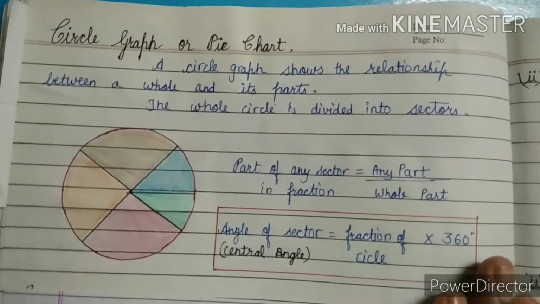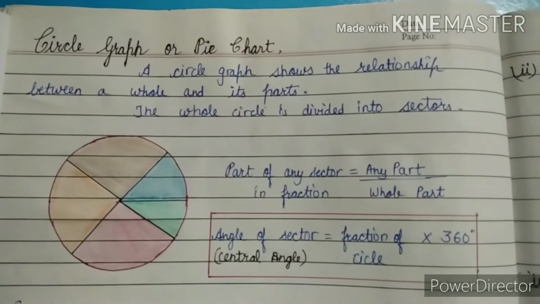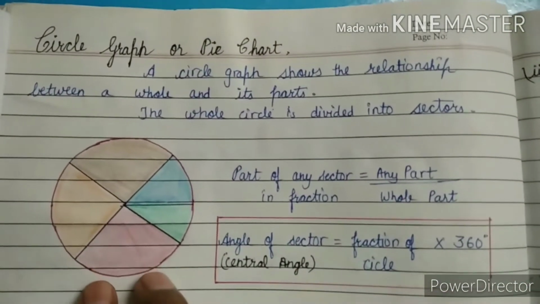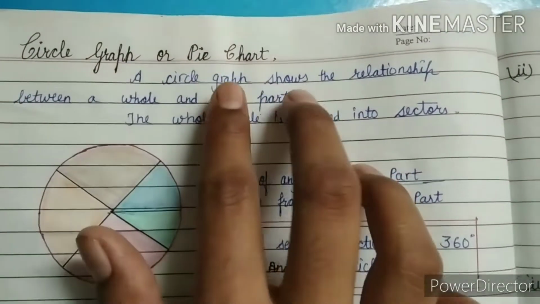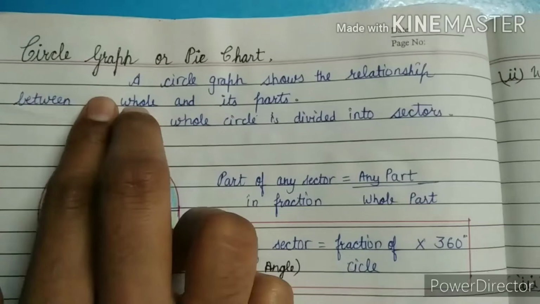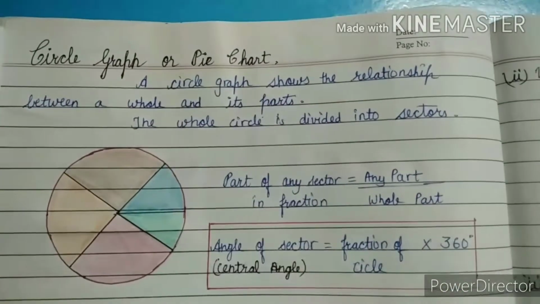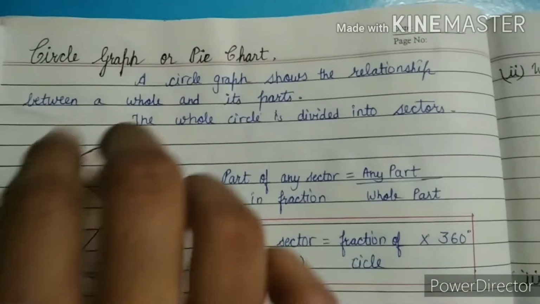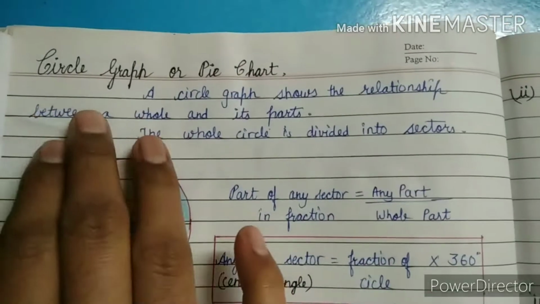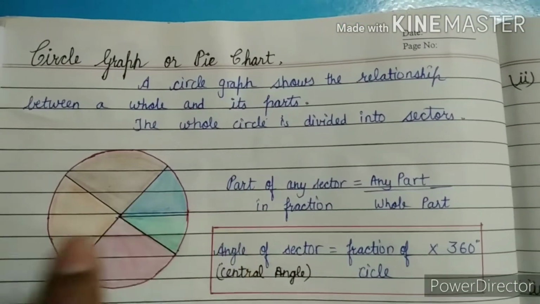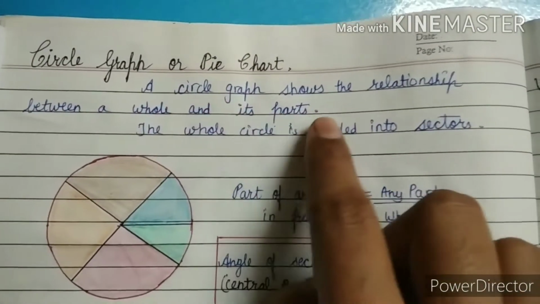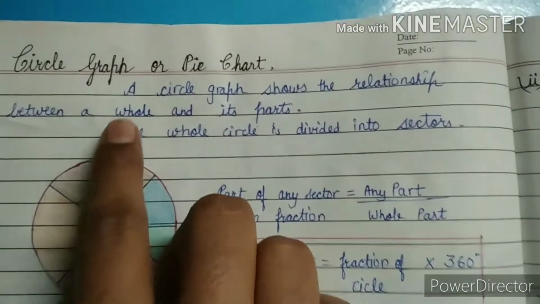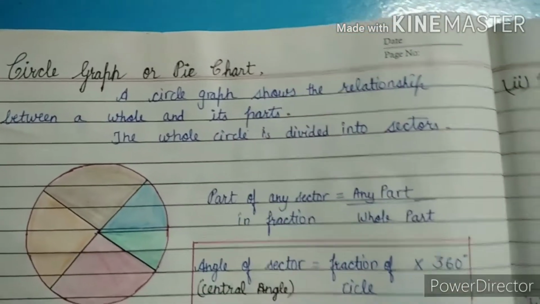In this video we will start exercise 5.2 of class 8th. It is completely based on the topic circle graph, and circle graph is also known as pie chart. A circle graph is the same as when we show a bar graph with bars. In this section we will show all the values together on the circle. A circle graph shows the relationship between a whole and its parts.